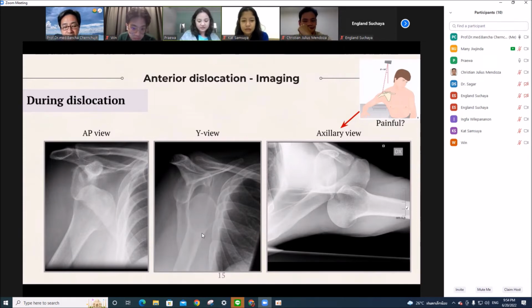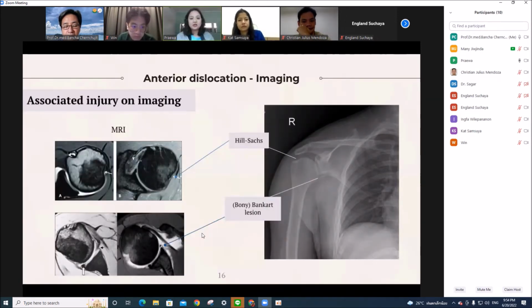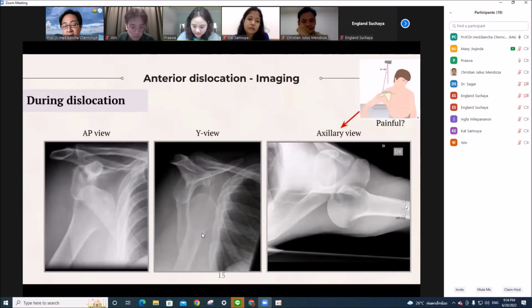Okay, and for the next slide, please. For the associated injury that I talked about. So, the axillary view, is it an anterior or posterior dislocation in this picture? Go back. Sorry. Is it anterior or posterior dislocation? It's anterior. Are you sure? Are you sure?